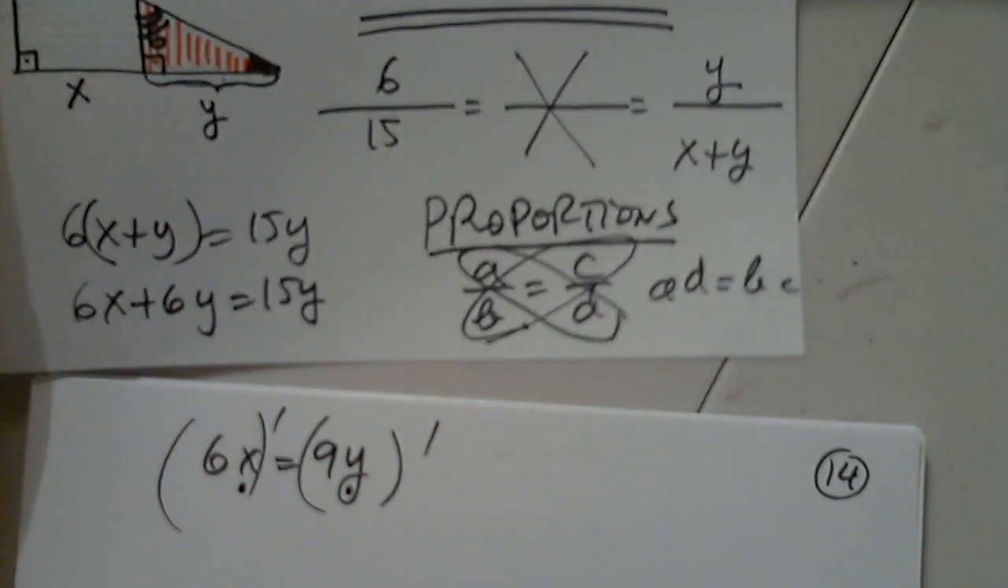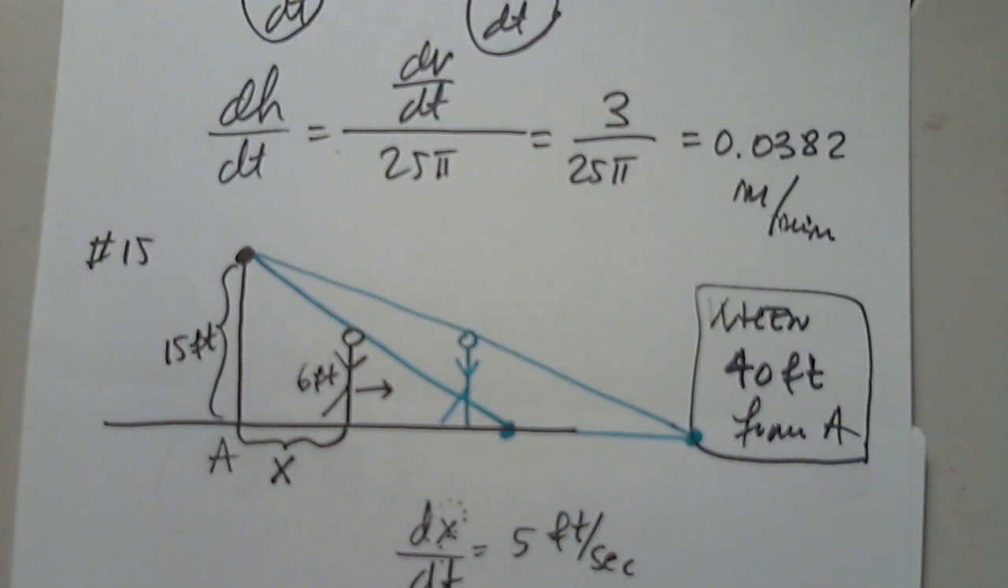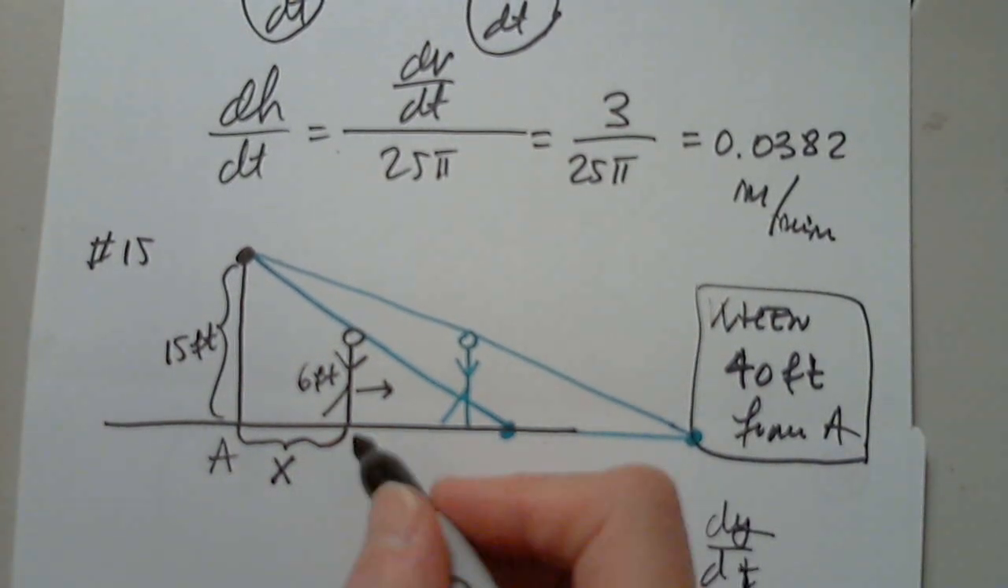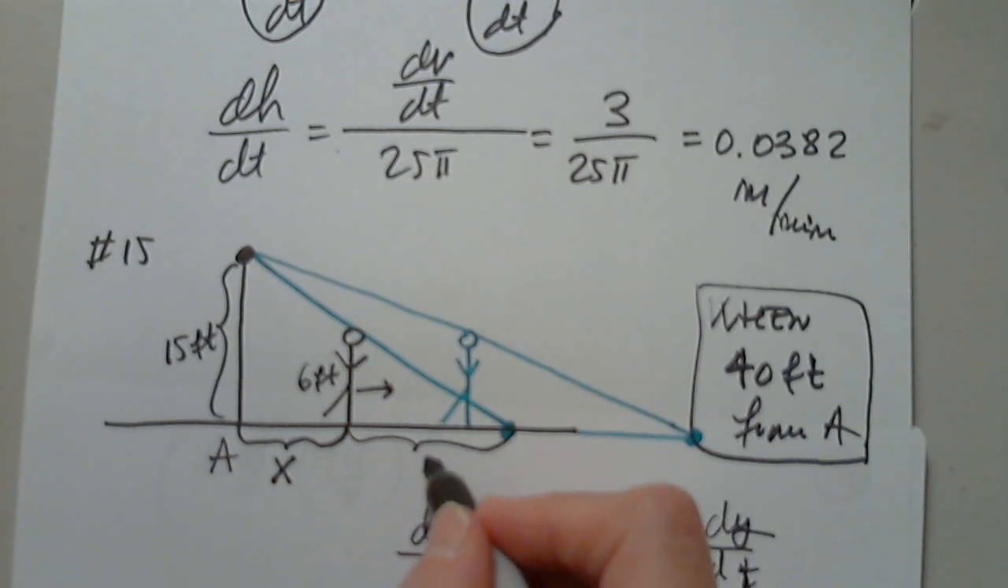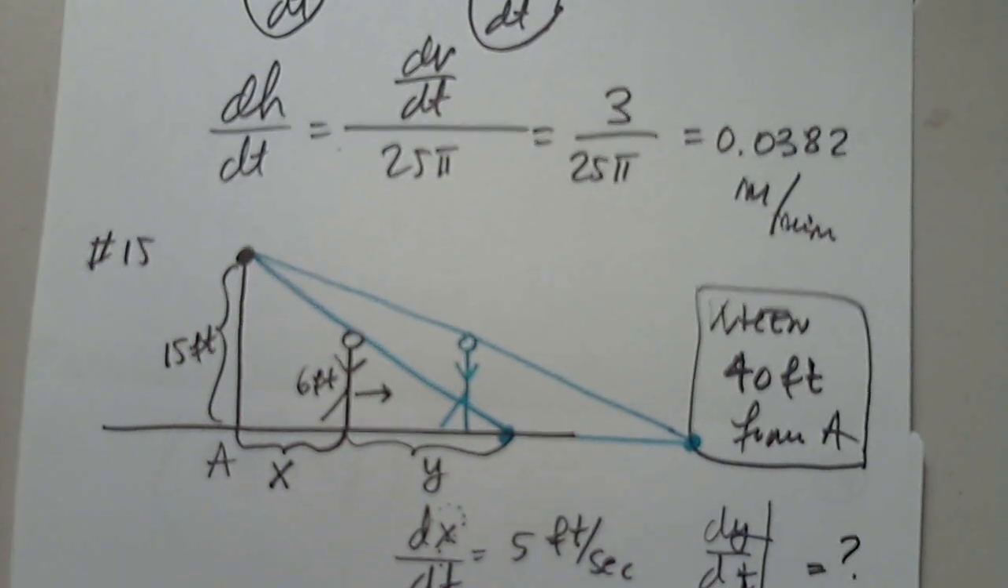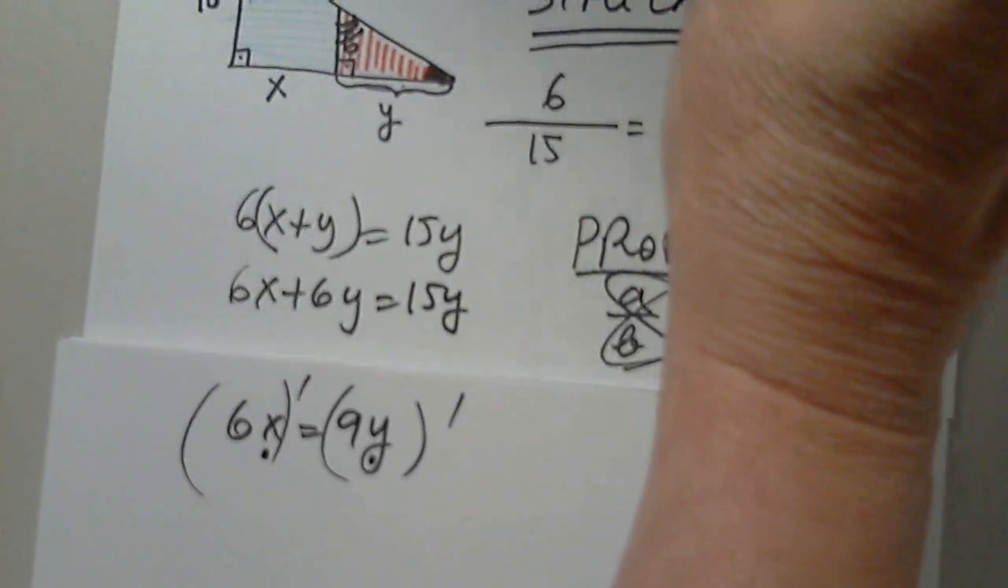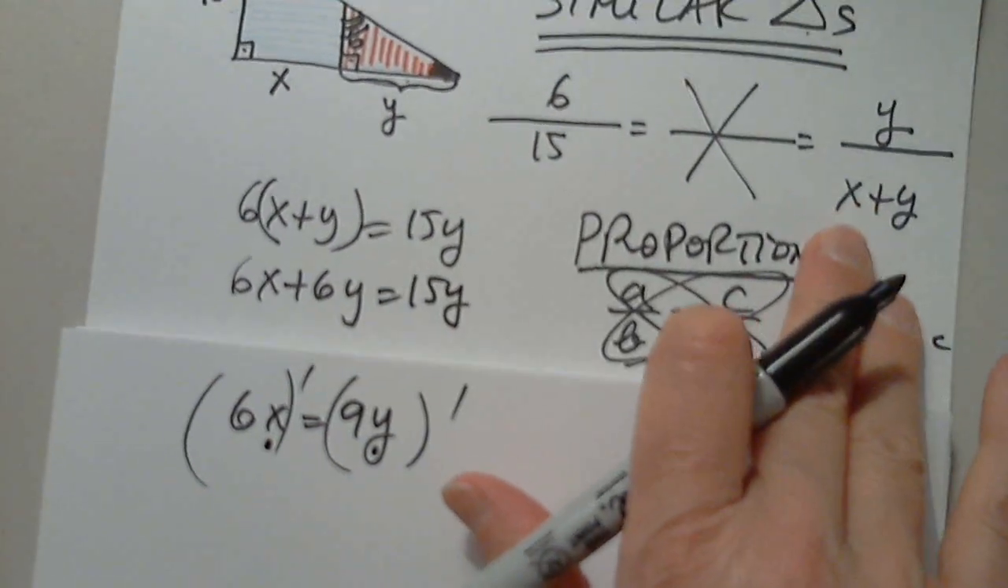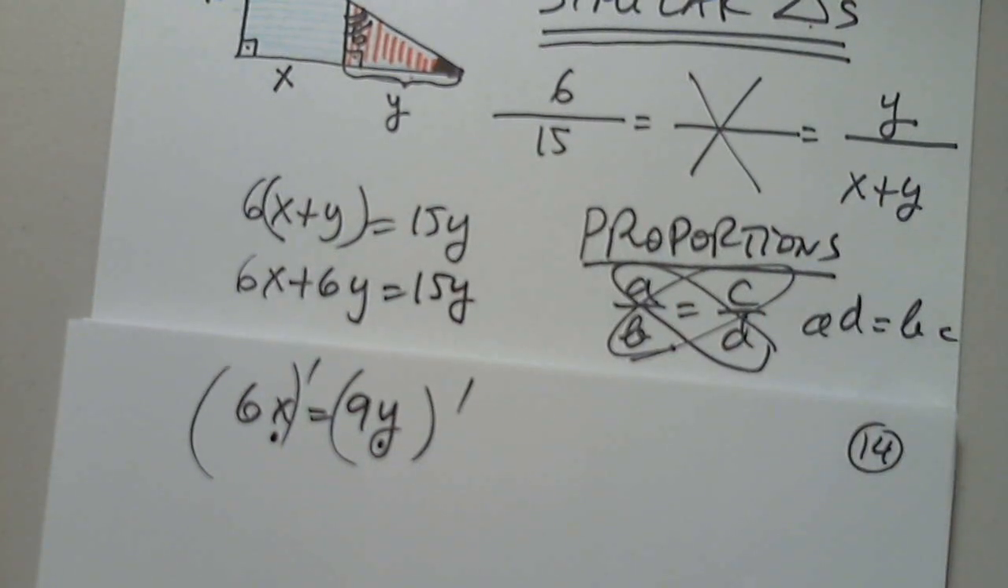So the question for us was find dy over dt when the distance, the whole distance, x plus y, equals 40 feet. Good, so let's differentiate. Let's differentiate the left-hand side.